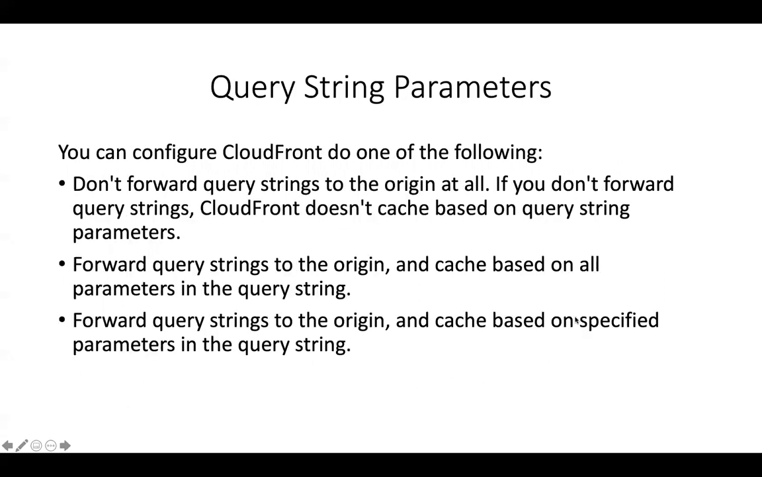Now you can configure CloudFront to do one of these configurations. If you don't forward your query string parameters to your origin at all, then CloudFront never caches your content based on the query string parameters. But if you forward your query strings to the origin, you can choose one of two strategies. You can choose to cache based on all parameters, or you can choose to cache based on specific parameters in the query string.